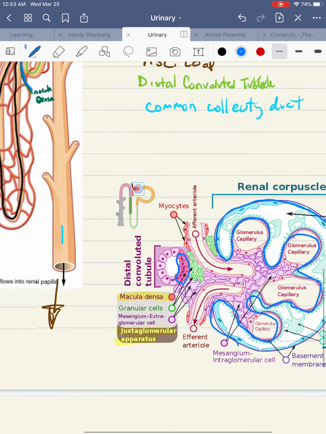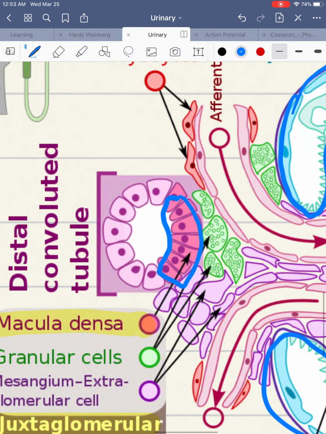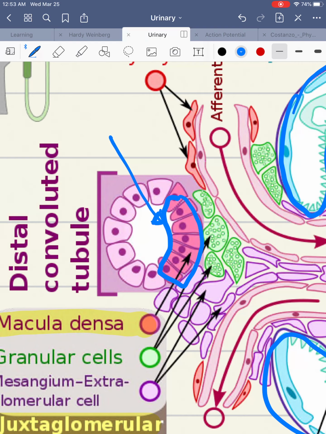This is the Bowman's capsule. All right. So what is actually happening here? Well, there are actually these pressure sensors right on the DCT. And when the pressure is way too high, let's say there's a lot of blood flow in this region, I'm sorry, not a lot of blood flow, a lot of filtrate flow in this region. Let's say there's a lot of fluid flowing in this region, right? And there's a lot of pressure on these walls because of all that fluid flowing inside the nephron. Well, do we actually want more fluid to go in here or less fluid?